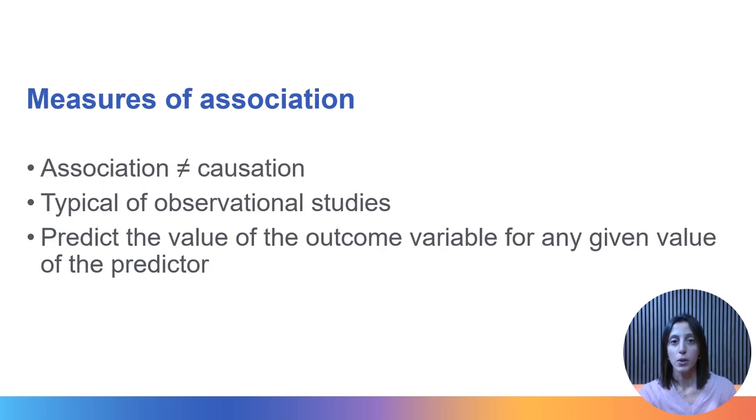First, let's recall to mind the famous mantra, association is not causation, or correlation does not imply causation. Observational studies typically shy away from establishing cause and effect relationships, although there are techniques to infer causality from observational studies, and focus instead on measuring associations. This means that they will run analyses that predict the value of the outcome variable for any given value of the predictor.